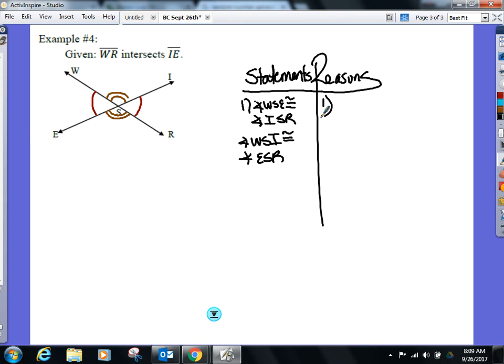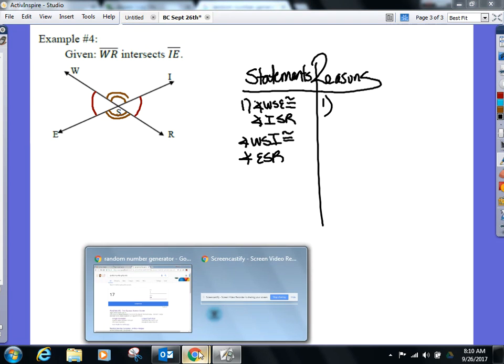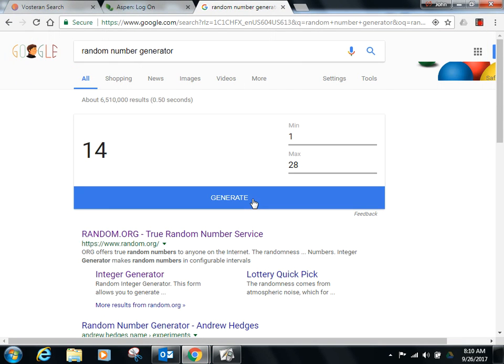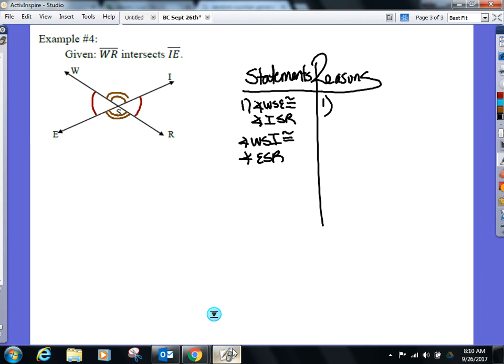All right, turning it back over to you guys. How do I know that those pairs of angles are congruent? Something we talked about. Frank already said it if you were listening. Why those angles are congruent. What do you got for me? 14. That's the theorem I gave you, and that's exactly what I want to put in here.